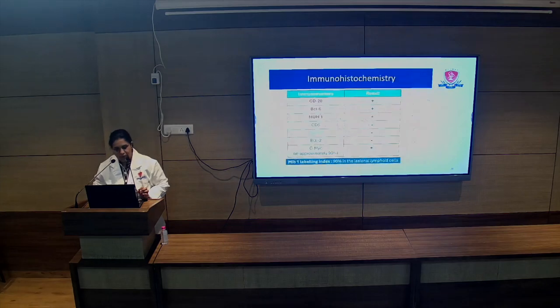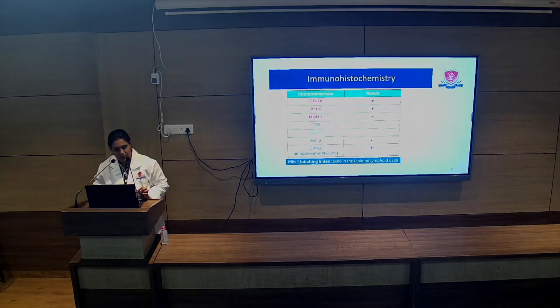We proceeded with immunohistochemistry. On immunohistochemistry, the lesional cells were positive for CD20, which is a B cell marker. The cells were also positive for BCL6 and MUM1. The cells were negative for CD5, which represents the T cell origin of the cells. Most importantly, the cells were negative for CD10, which is a germinal center marker.